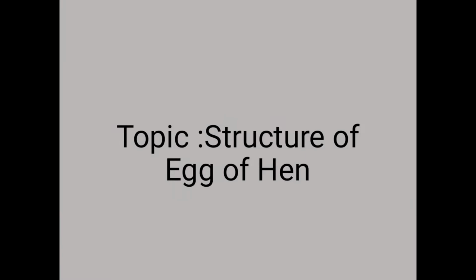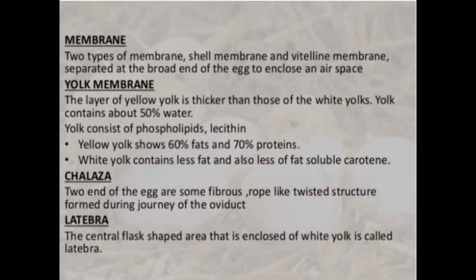Today I want to discuss the structure of the egg of a hen. Basically, there are two types of membrane in the egg of a hen. The first one is the shell membrane, and the second one is the vitelline membrane. They are separated at the broad end of the egg to enclose an air space. And now we want to discuss its yolk membrane.